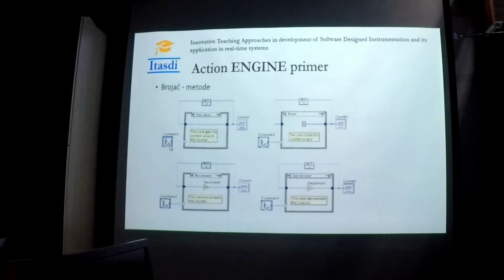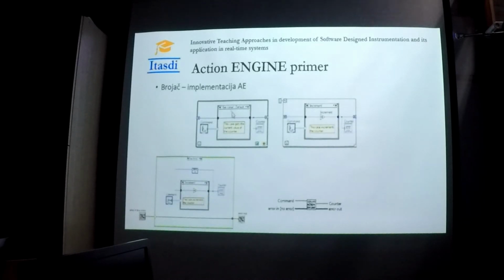This command tells us which of these methods should be performed. So at command, if we have get value, then we will perform the get value method. And if we have reset value, we will perform the reset method, and so on. Furthermore, if we want to do the same with a while loop, it would look like this, and for a for loop it would look like this. Here only one method is shown: get value for the while loop and increment for the for loop.